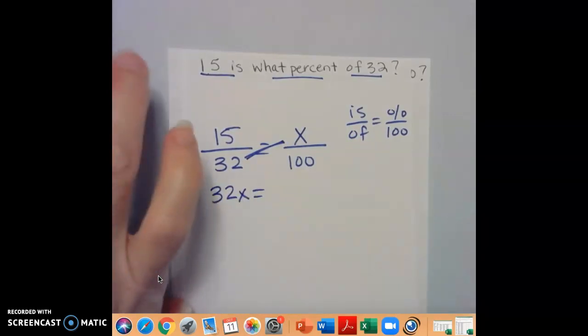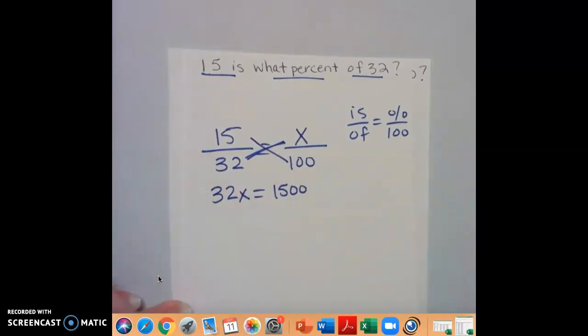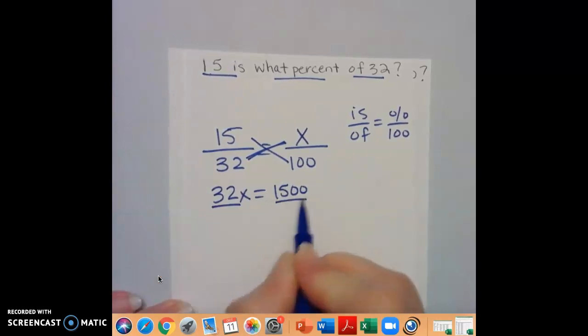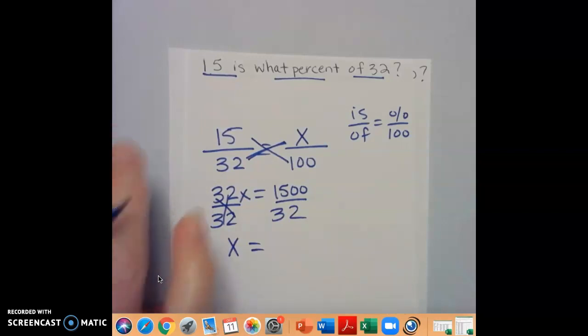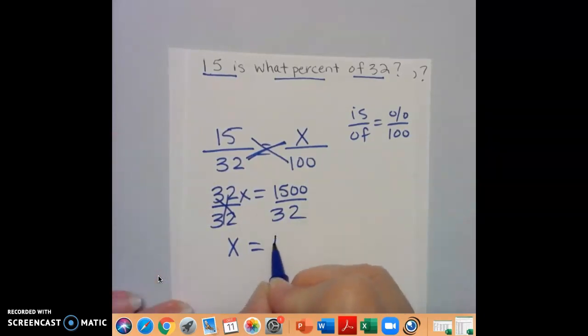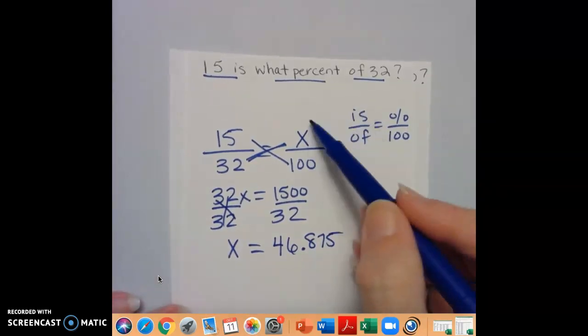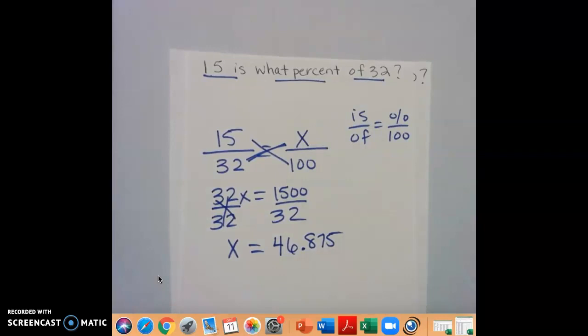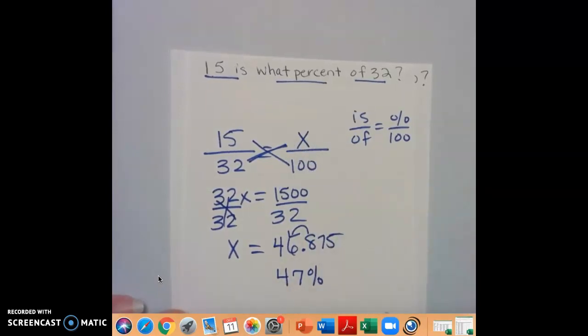So 78x this time equals 1500. So now what are we going to do with that 1500? We divide both of them by 78. And we get 19.23. So if we talked about a percent, a lot of times it's easier to round the percents to the nearest whole number. So that would make it go to 19%. And this time we would put a percent sign because that's actually what we're looking for, is the percent.